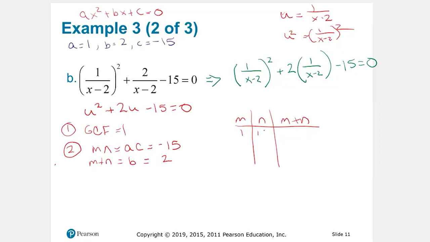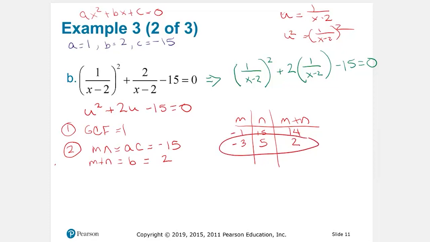So 1 and 15, not 2. 3 and 5, not 4. And 5 we already have, so those are all my factors. Because I'm multiplying them together to get a negative number, one of these, m or n, has to be negative. And since b is positive, the bigger number has to be positive. So this would give me 5, and this would give me negative 3. These are my two numbers.